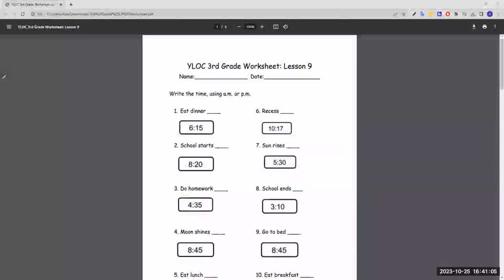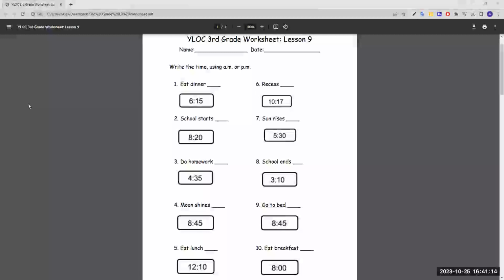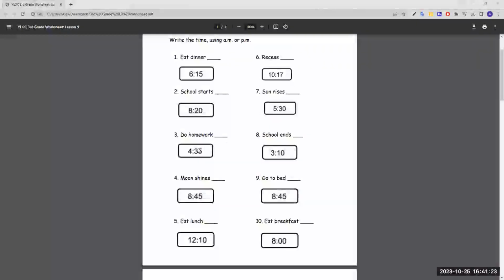Number 7, sun rises at 5:30. This is also in the morning, so it would be AM. School ends at 3:10. This school ends at the second part of the day, afternoon, which is PM. Number 9, go to bed at 8:45. This happens at nighttime, which is PM. Number 10, eat breakfast at 8. We eat breakfast in the morning, so this last one would be AM.